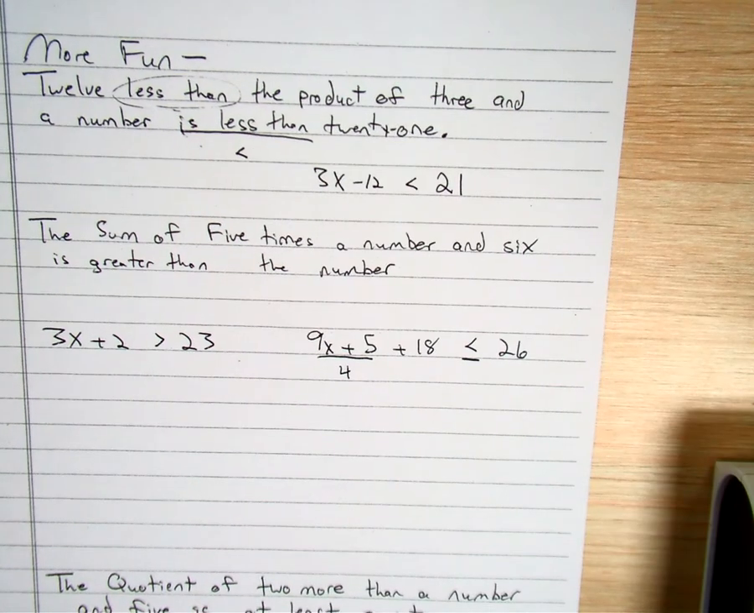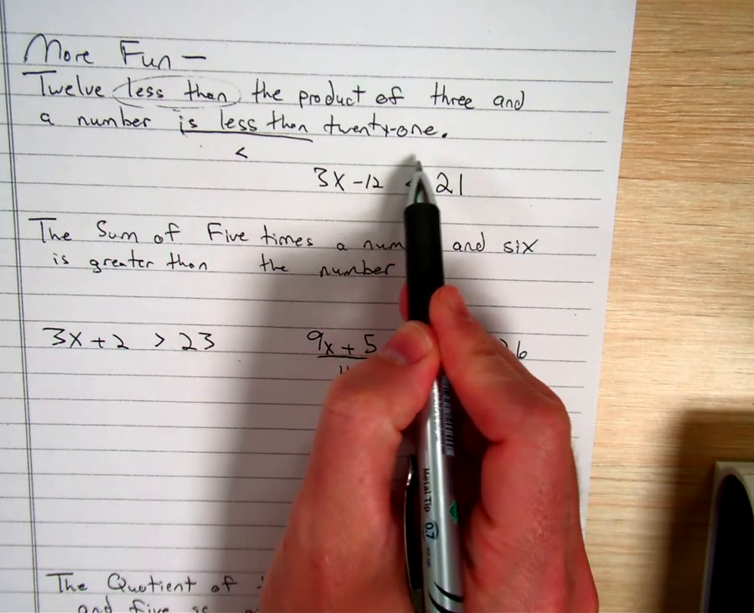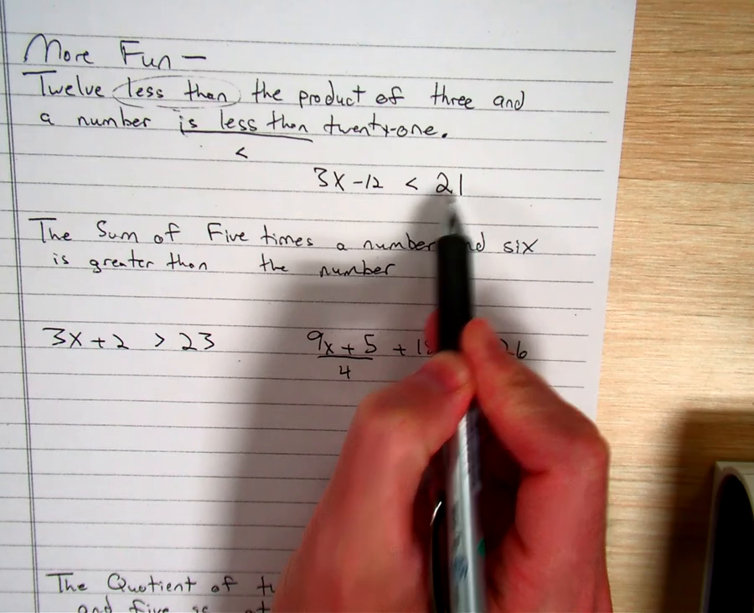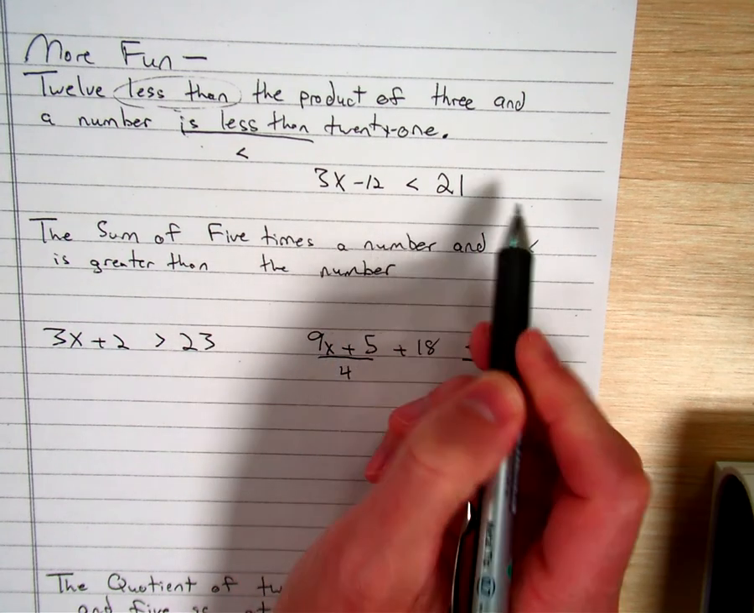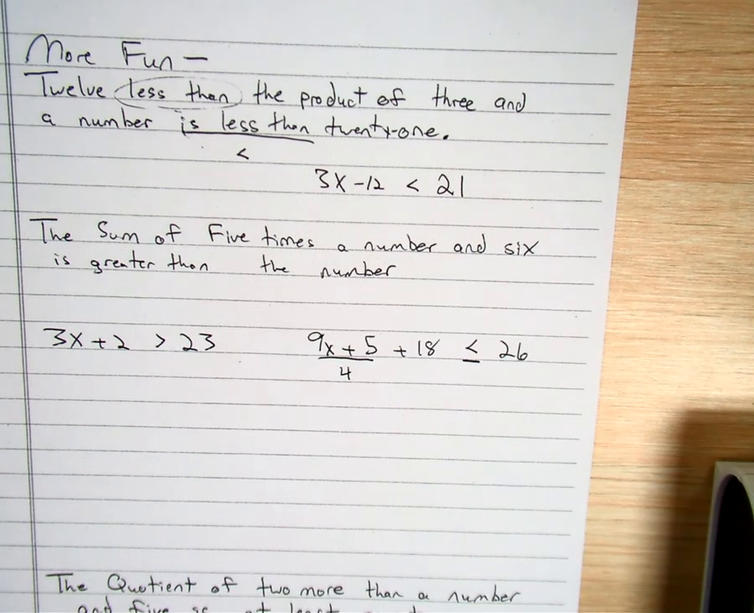All right, if we wanted to solve that, we could add the 12, 33, divide by 3, 11. X would be less than 11.